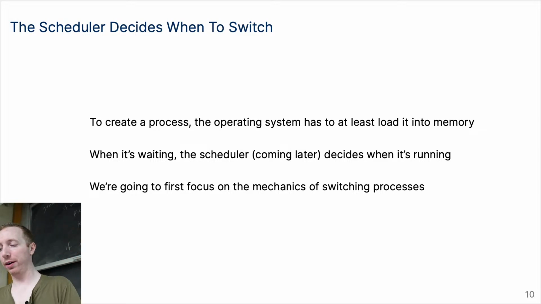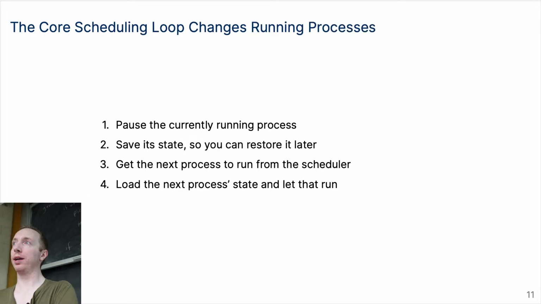And first we're going to focus on the mechanics of switching processes because it's important to understand any overhead that's going on and the mechanics of it. So if you're writing the kernel, which thankfully you don't have to do, this is your core scheduling loop that will be in any kernel you ever see. First, when it decides when to switch, it will pause the currently running process.